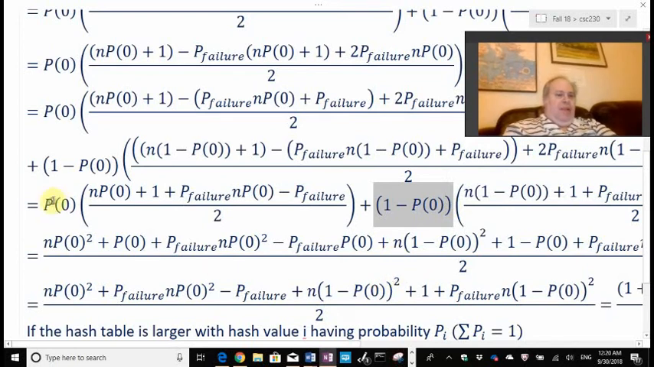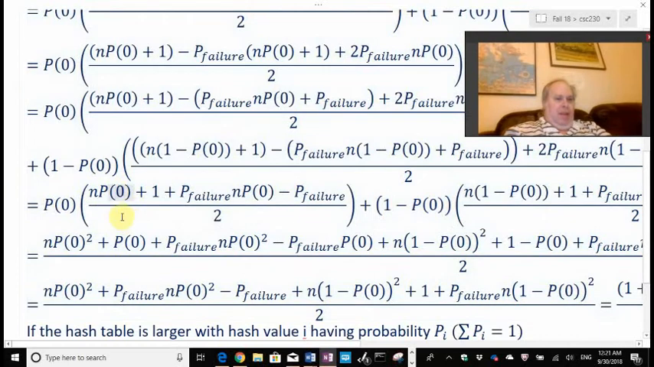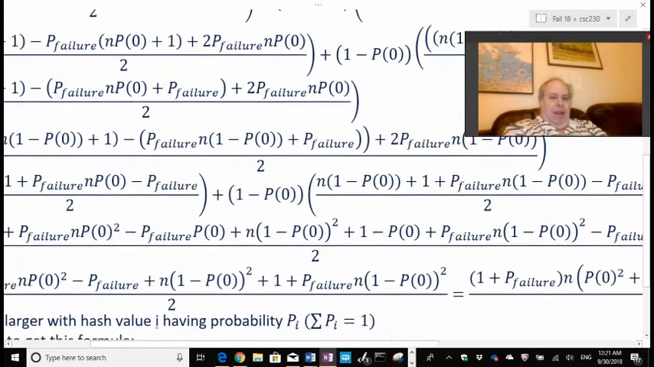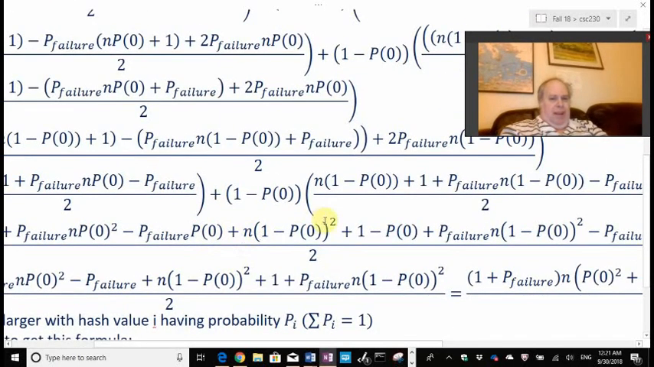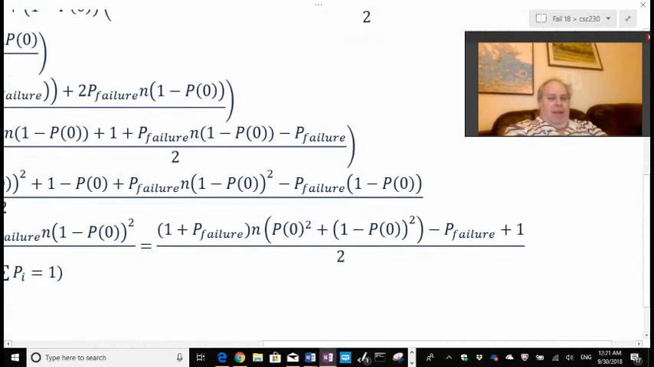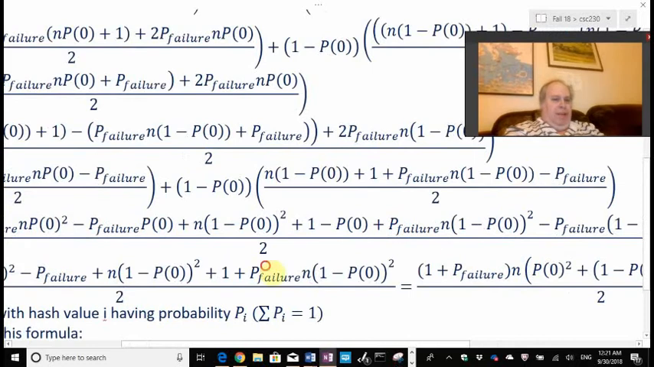So this P of 0 times NP of 0 turns into NP of 0 squared. 1 times P of 0 becomes P of 0. This NP of 0 turns into NP of 0 squared again, and the P of 0 multiplies that, and we have the same effect happening here. This becomes n times 1 minus P of 0 squared plus 1 minus P of 0 times 1 is 1 minus P of 0, plus P of failure P of 0 squared plus P of failure 1 minus P of 0.